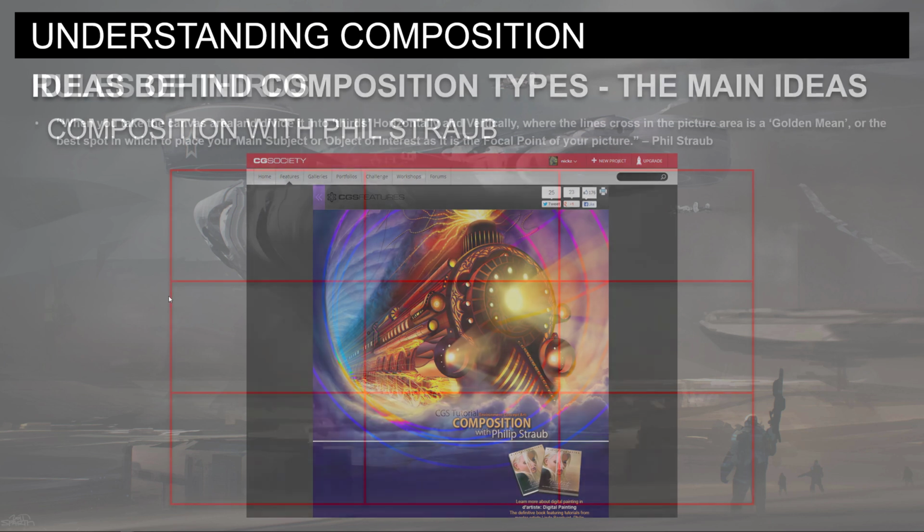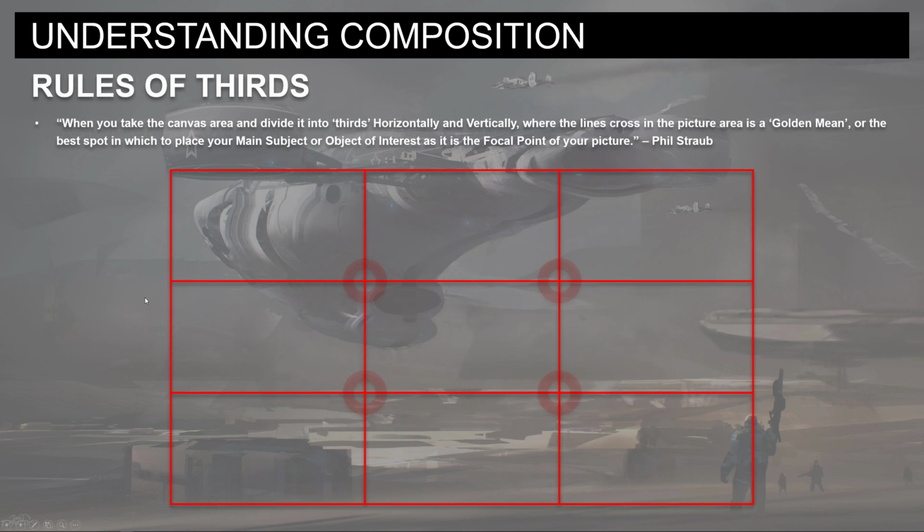And so the rule of thirds. When you take the canvas and you divide it into thirds, horizontally and vertically, where the lines cross in the picture area is the golden mean, or the best spot in which to place your main subjects or object of interest, as it is the focal point of your picture.